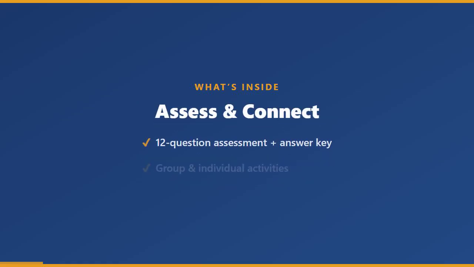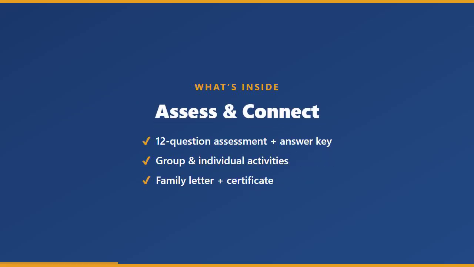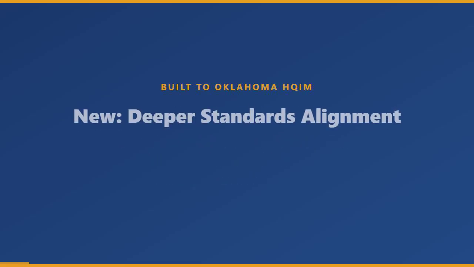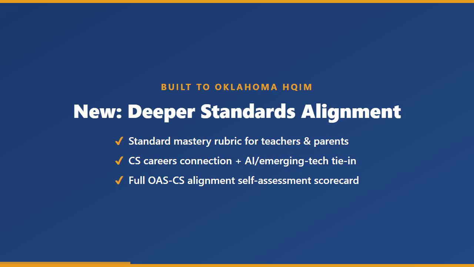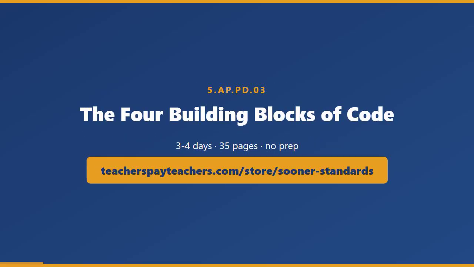New this update, a standard mastery rubric for teachers and parents, a visual building blocks comparison chart, a CS Careers connection, and an AI connection, all built to the Oklahoma HQM rubric. Plus a 12-question assessment with answer key, group and individual activities, vocabulary puzzles, a family letter, and a certificate of achievement. That's 3 to 4 days of no prep, HQM-aligned instruction across 35 ready-to-print pages.